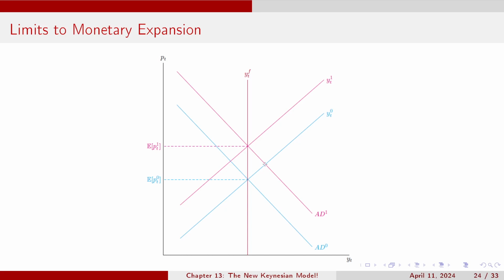So AD1 equals YT0 is the new short-run equilibrium. This is where the mouse currently is. This is our new short-run equilibrium. Output is here. Prices would be here.